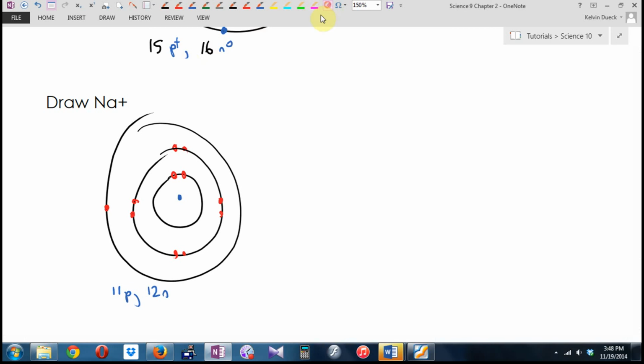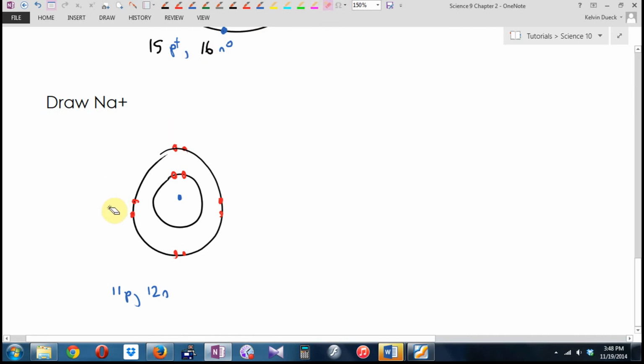What would Na plus look like? This whole shell would vanish. It's given that away. But to show that it's an ion, to show that we meant to draw this, because you might say we've drawn sodium wrong. No, I want to show the marker that I know it's lost an electron, that it's an ion. We put square brackets around the picture, and the ion charge right there. That's our way of saying, I didn't screw up.